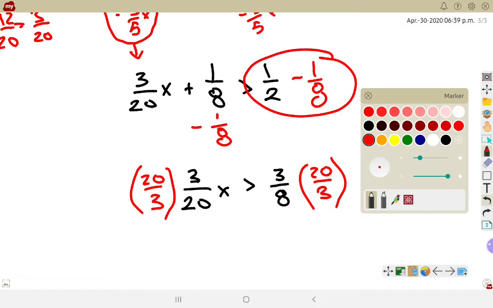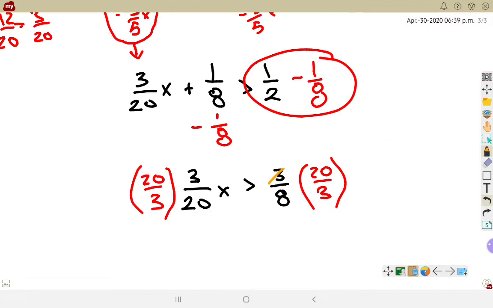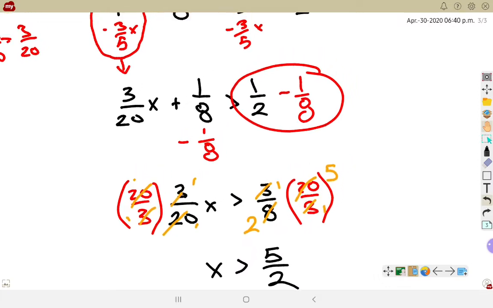On the right hand side, my 3's cross-reduce, turn into 1's. And I also have the 8 and the 20 have a common factor of 4, so that leaves me with 2 and 5. On the left hand side, the 20 and 20 and the 3 and the 3, everything cancels out nicely there. So now we are left with x is greater than 5 over 2. Okay, so still not that bad to work through the whole thing with fractions. Definitely manageable. I won't give you anything that's that crazy.